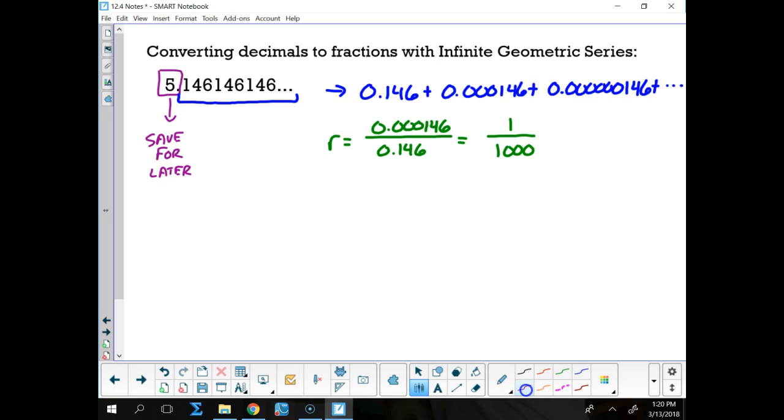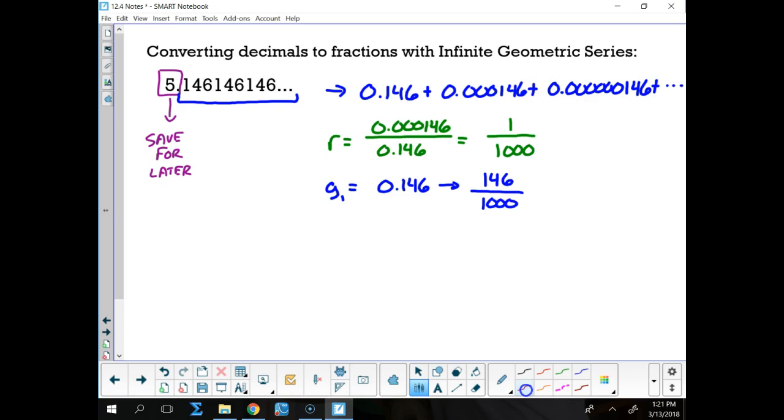My first term is that, right? How can I make that into a fraction? Do I even need to simplify it though? No. Okay. So this is really 146 over 1,000.